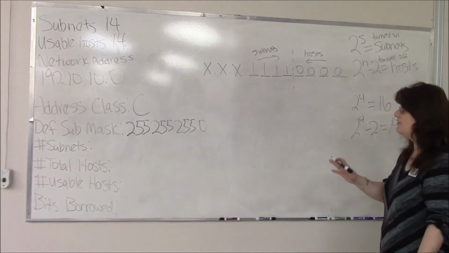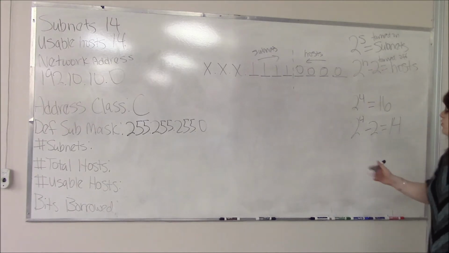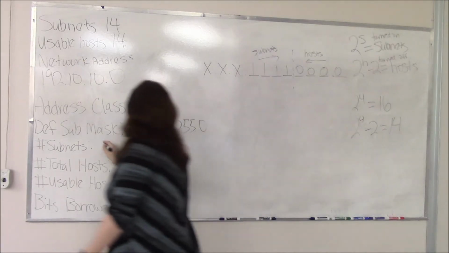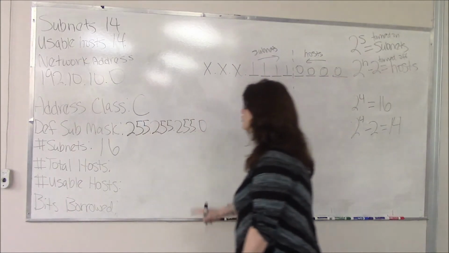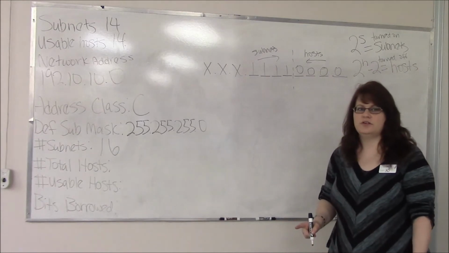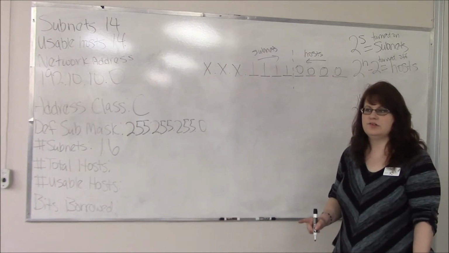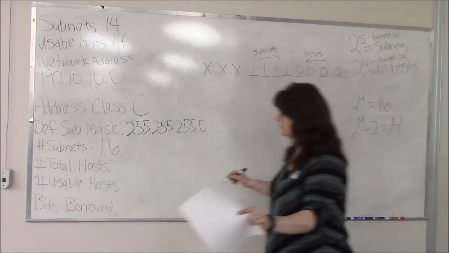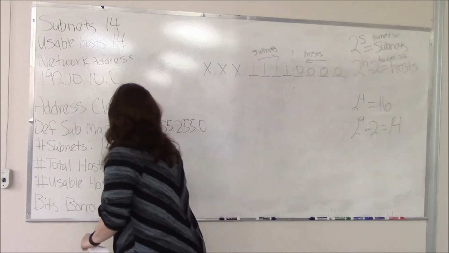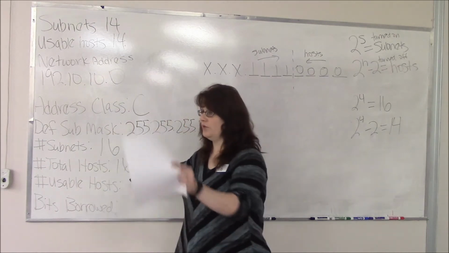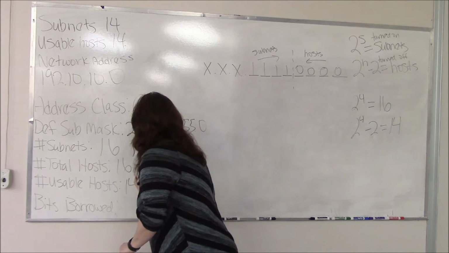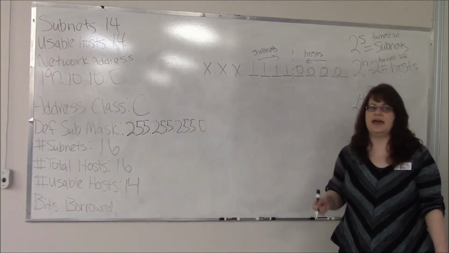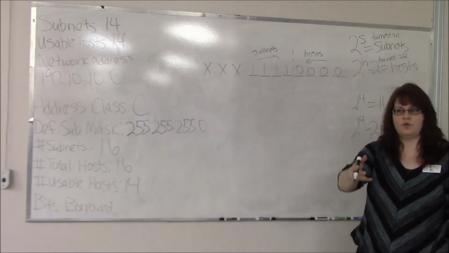So here we are. Now we've got our total number of subnets. Well, our formula gave us that. That's 16, right? What's our total number of hosts? 14. Our total number is 16. That's very easily confused. But our number of usable ones is 14. So how many bits did I have to borrow to make this happen? To figure that out, 4, yes.